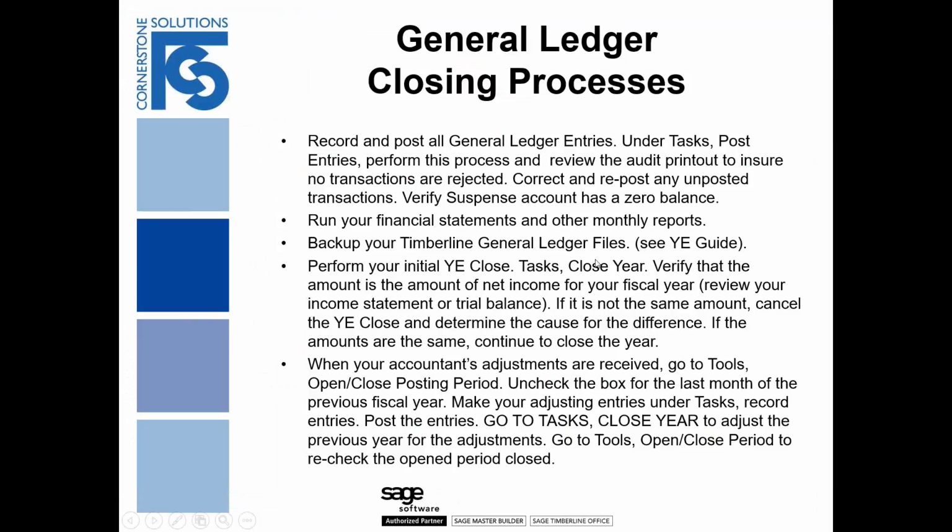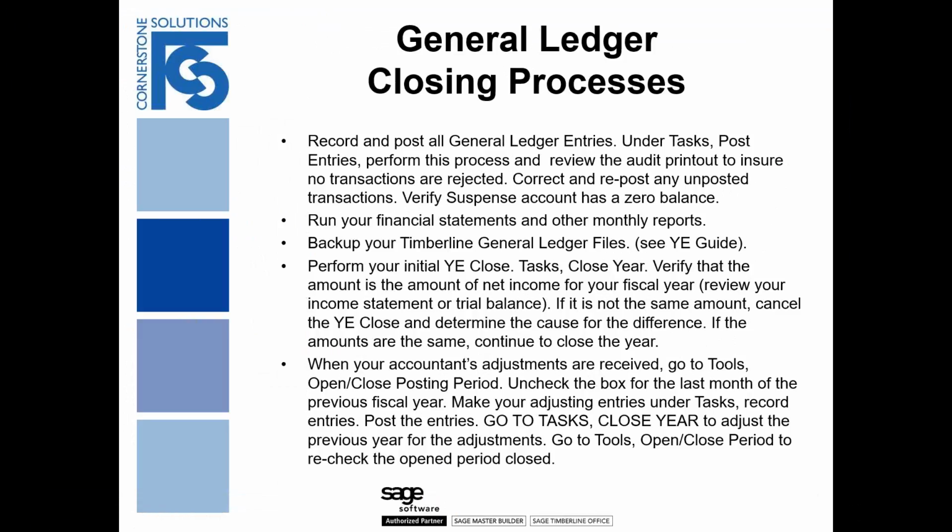All right, so going back to General Ledger, again, we talked about recording and posting all entries that you know of at this point in time. Run your financials, back up your database, perform your initial close, which we did, and on the bottom bullet point, when your accountant's adjustments are received, you can open the period and record the entry.